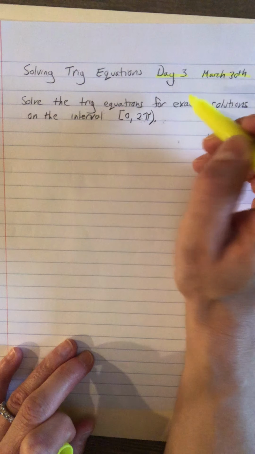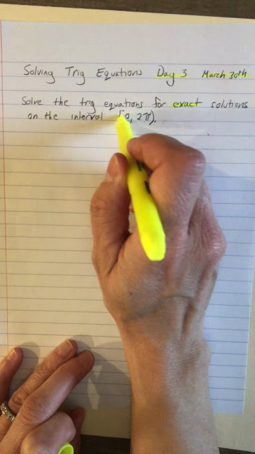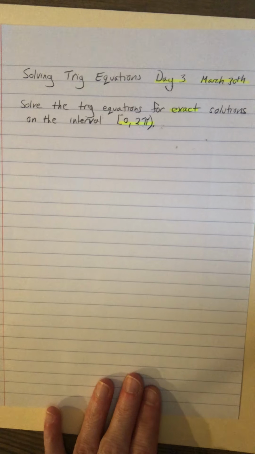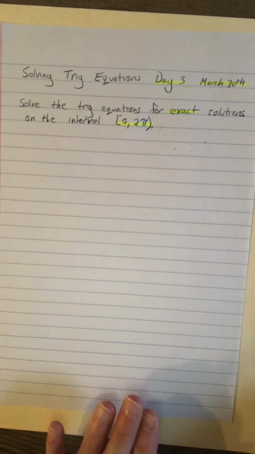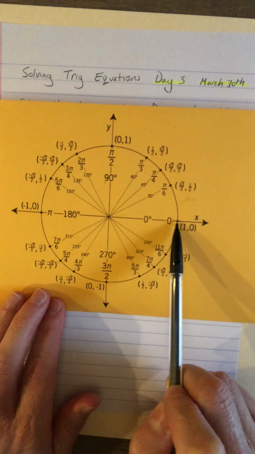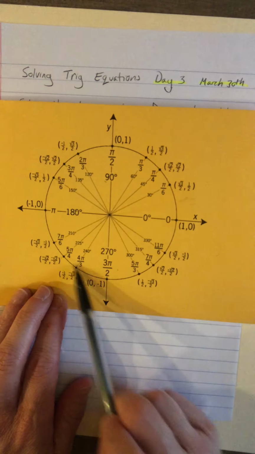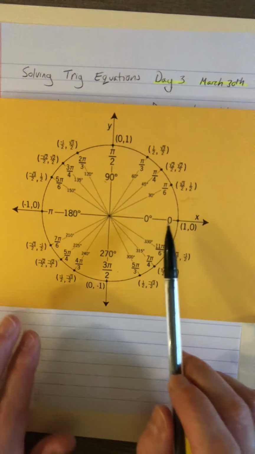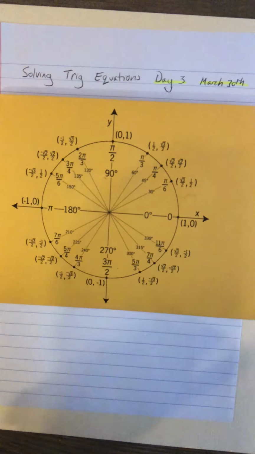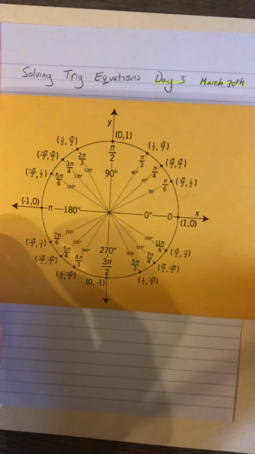Exact means that I'm going to need to use my unit circle, and I know it's between 0 and 2 pi, so I'm using radian measures on my unit circle because 0 to 2 pi is in terms of radians. When they say between 0 and 2 pi, that means 1 revolution around my circle. Any answer within that first revolution on my unit circle must be written down. That's what they mean by the solutions on the interval between 0 and 2 pi.